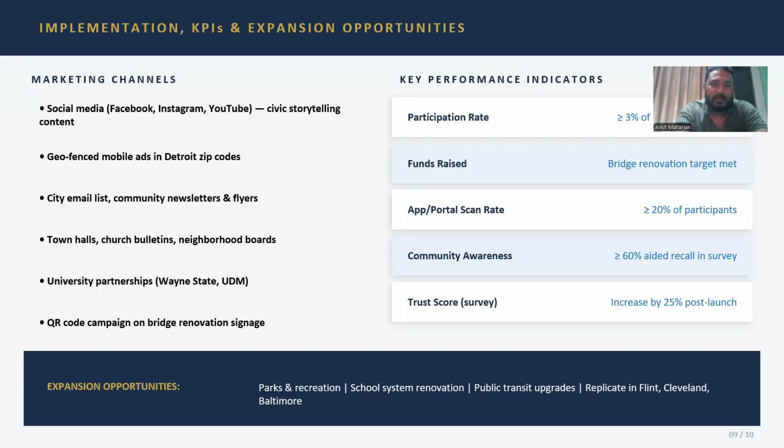This is the implementation, KPIs, and expansion opportunities. How do you measure success? Here are the KPIs: participation rate, funds raised, portal scan rate, community awareness, trust score, and beyond. The expansion roadmap is strong, positioning ABC company as the national standard for civic blockchain finance.